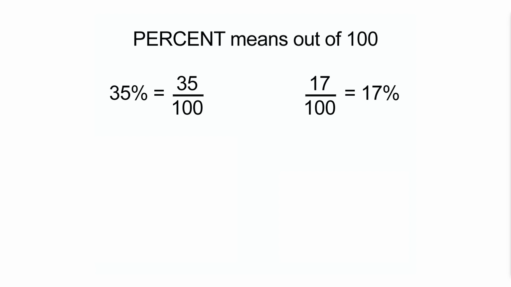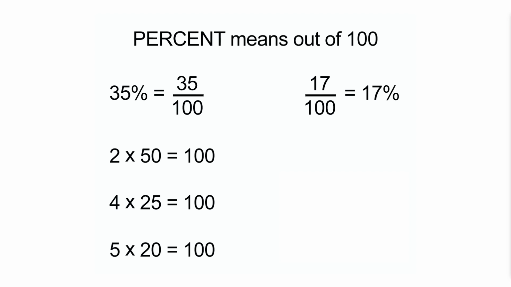Remember, percent means out of 100, so 35% can be written as 35 over 100, or 17 over 100 can be written as 17%. So 100 is the magic number here, and therefore you also might wish to consider some numbers that go exactly into 100, as you might be tested on this.